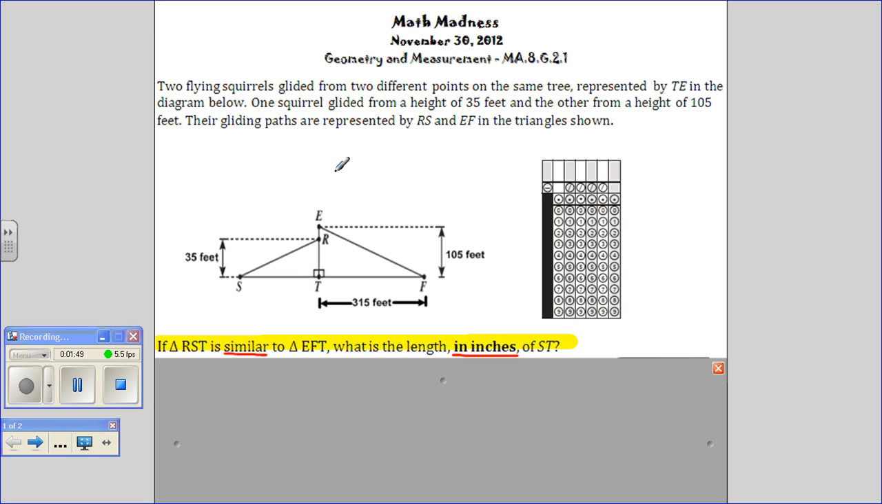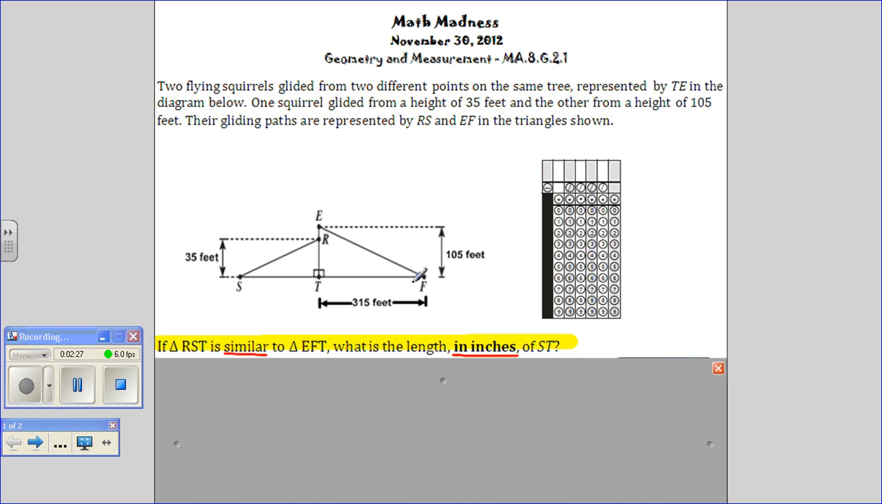Back to the problem. It basically says there were two squirrels gliding from the same tree. They started at the same tree, which would be this line right here, which is ET. One squirrel started at 105 feet and glided to F. The other squirrel started at R, which is at 35 feet, and glided to S. Now the question says, if triangle, and that little symbol means triangle, if triangle RST is similar to triangle EFT, what is the length in inches of ST?